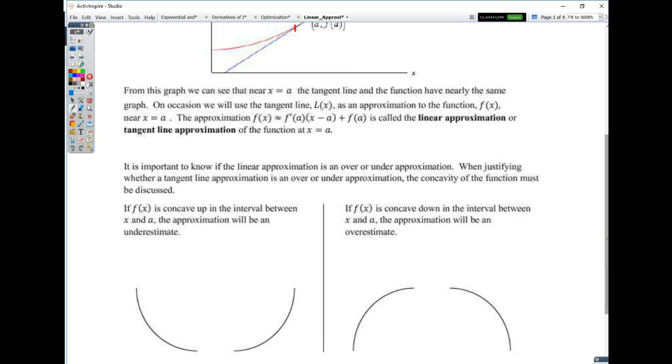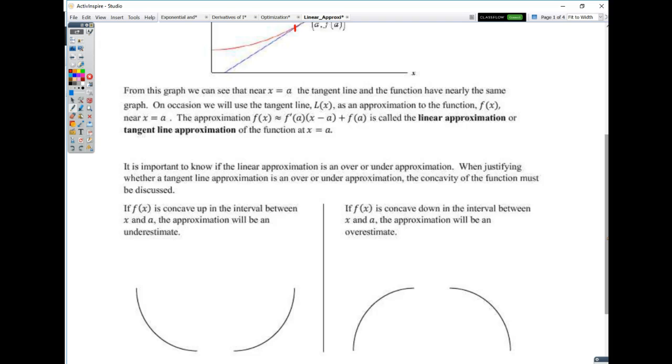What we're talking about is going to be called a linear approximation or a tangent line approximation. I'm going to use those interchangeably. You need to be aware of that. If I'm ever talking about an approximation and a line, I'm talking about this linear approximation idea.